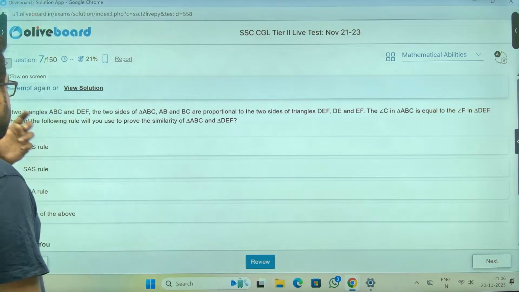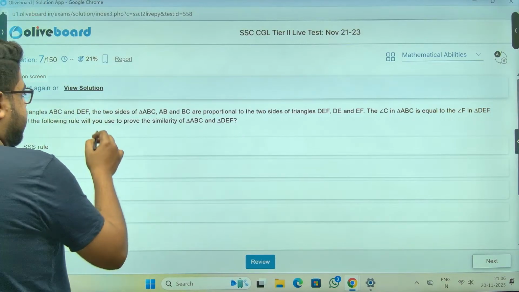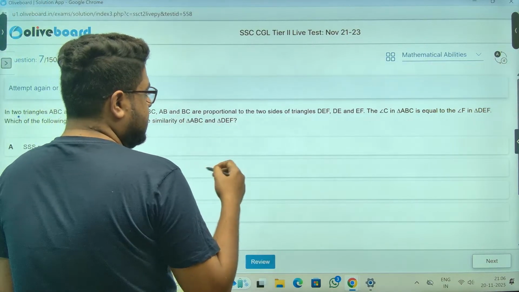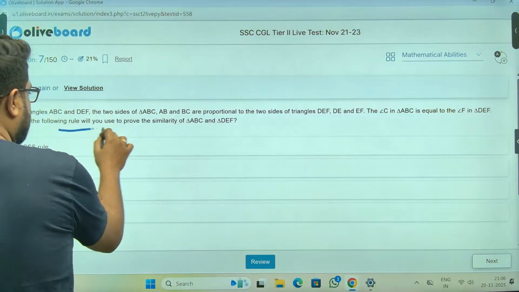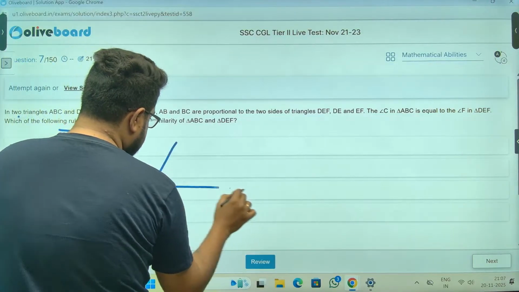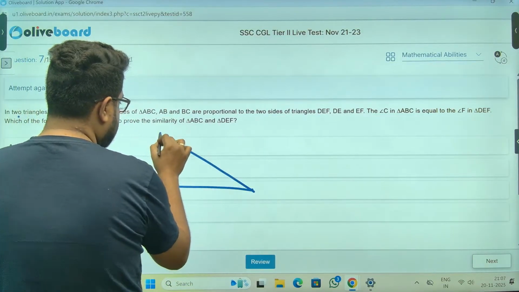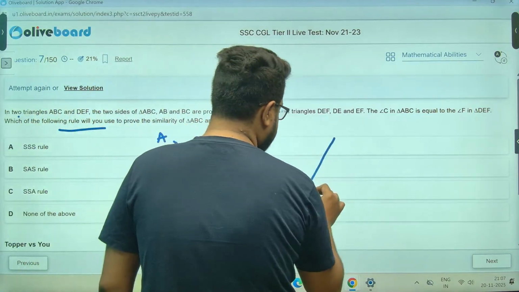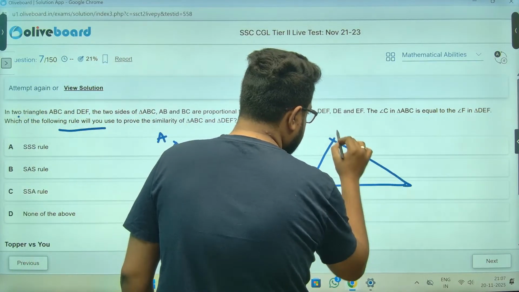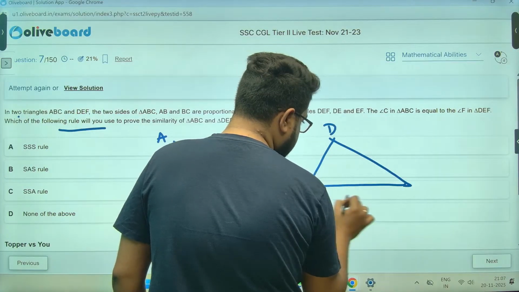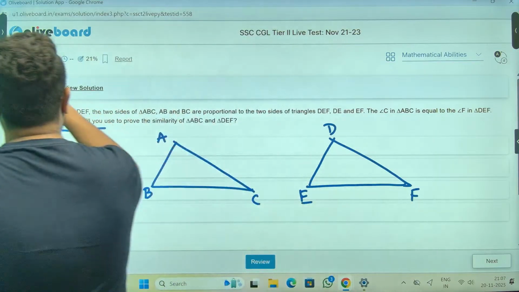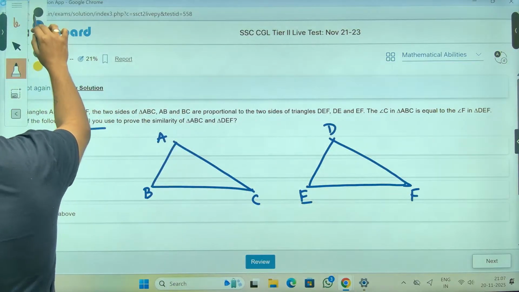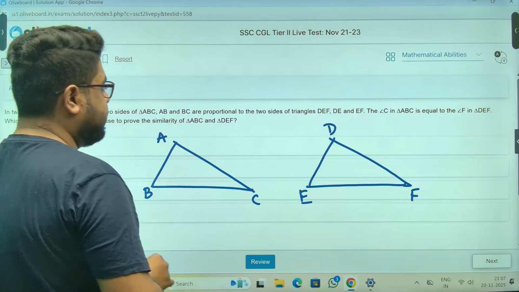Acha. Two triangles A, B, C, D, F. Two sides AP. Acha, which rule? Acha, then let's make the triangles. A, B, C. And another is D, E, F. What is equal to what? Let's see. What exactly is equal to what?